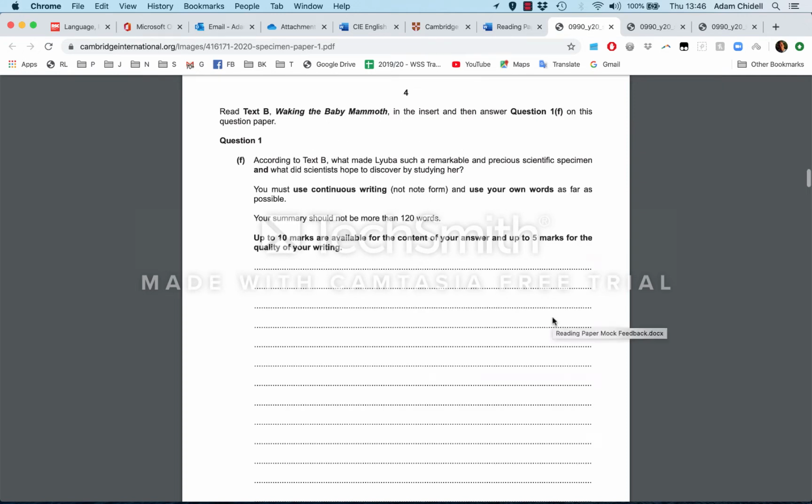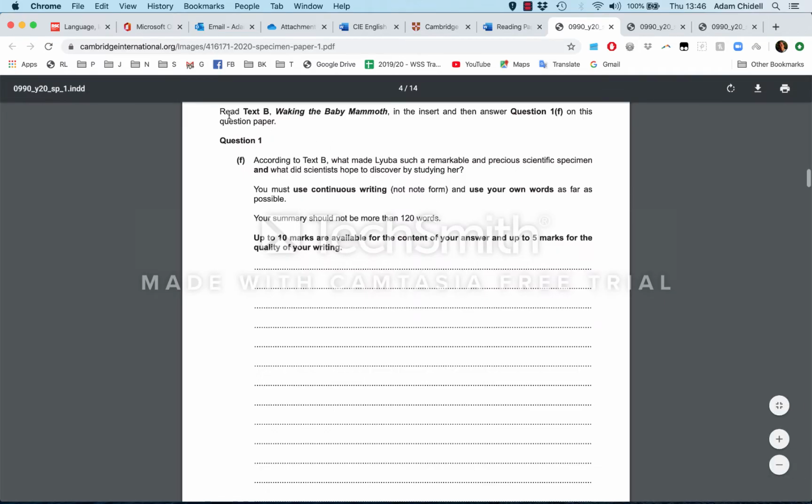Okay, so now we get to the final part of question 1. We've got all the way to question 1F, which is also known as the summary question. You'll notice immediately it says read text B. So we are now moving on to the second of the 3 passages that you are given with this paper. I give you the title, so check you're reading the right one. And then it says, according to text B, what made Liuba such a remarkable and precious scientific specimen, and what did scientists hope to discover by studying her?